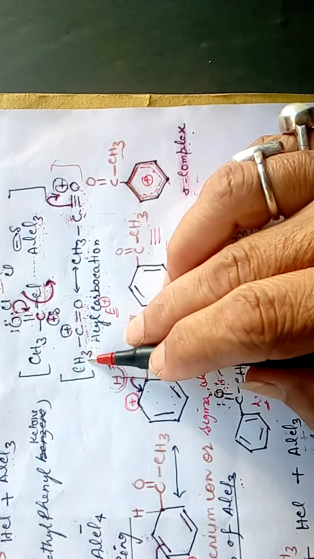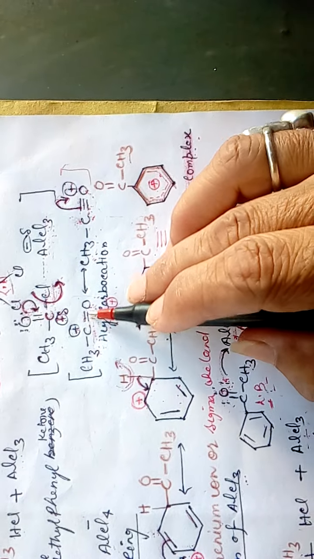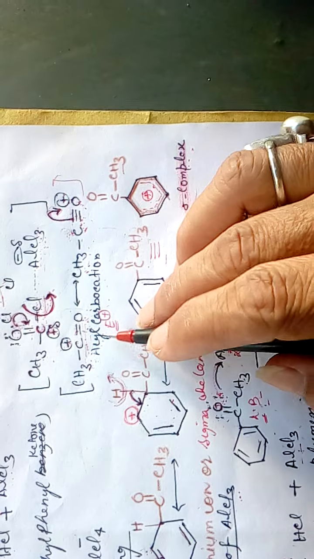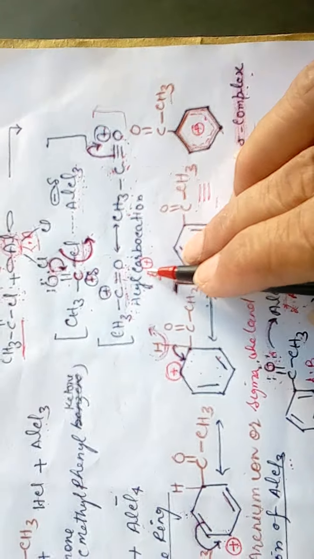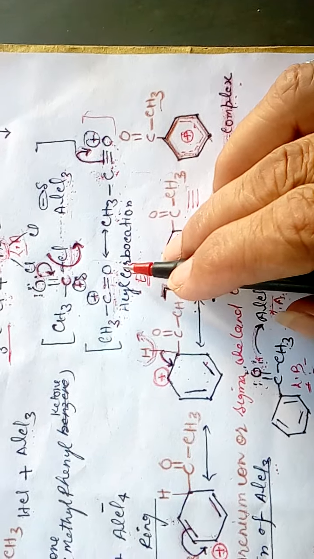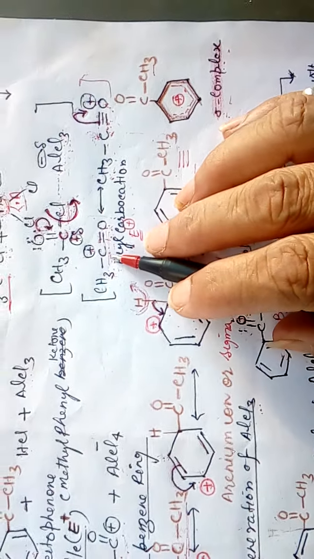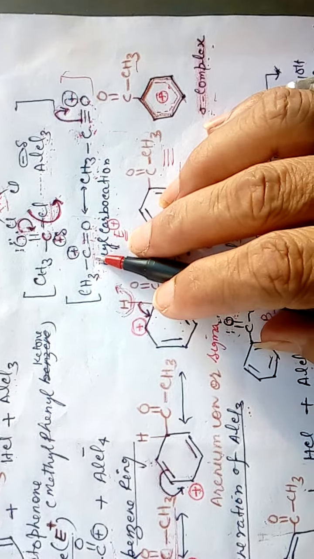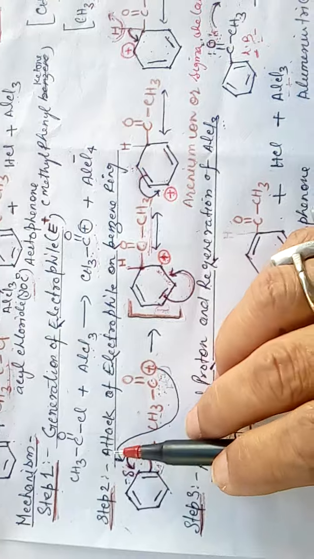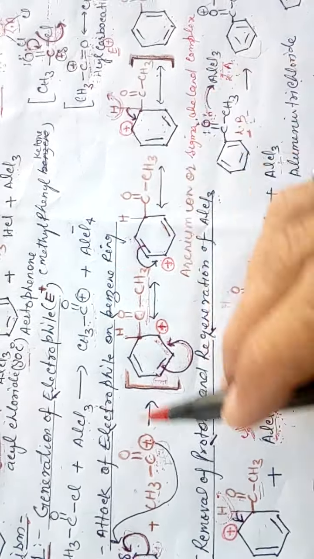Now let's look here, CH3C gets positive charge and double bond comes and double bond to oxygen. This is called acyl carbocation. It is also known as acylium ion. When this acylium ion is formed, it attacks the benzene ring. Now the second step is attack of electrophile on the benzene ring.